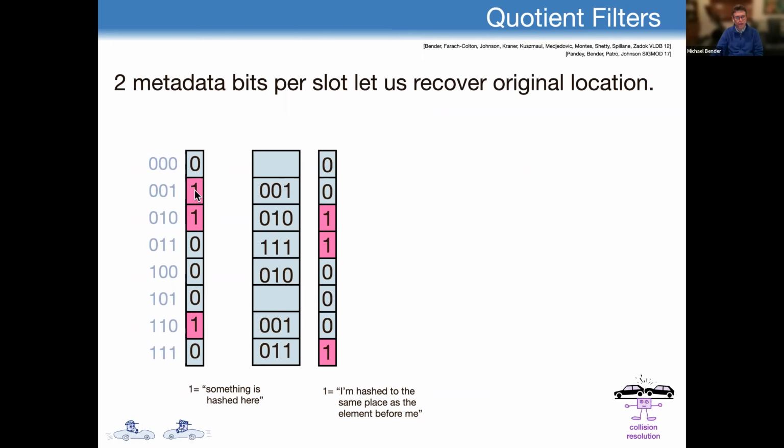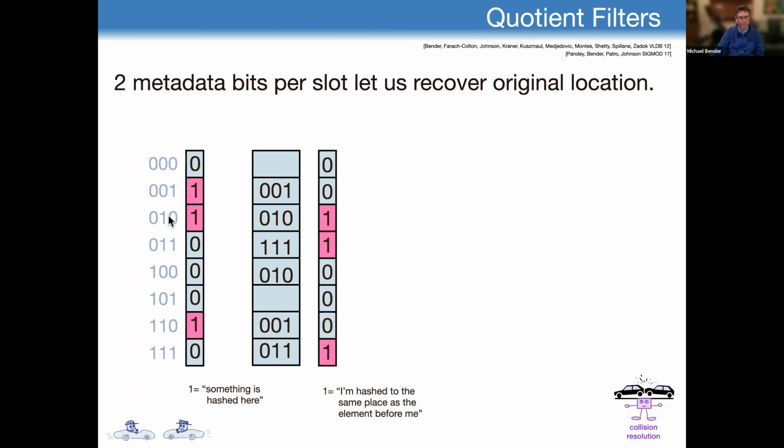We look at the second array position here, and there's a 1 that's hashed here. That means something is hashed here. So it's the first thing in the array. So we know that 0, 0, 1 is the remainder that is hashed here. And so we can decode. So 0, 0, 1, 0, 0, 1, that is one of the fingerprints in the hash table.